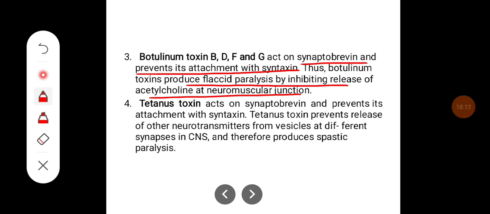Tetanus toxin acts on synaptobrevin and prevents its attachment with syntaxin. Tetanus toxin prevents release of other neurotransmitters from the vesicles at different synapses in the CNS and therefore produces spastic paralysis.